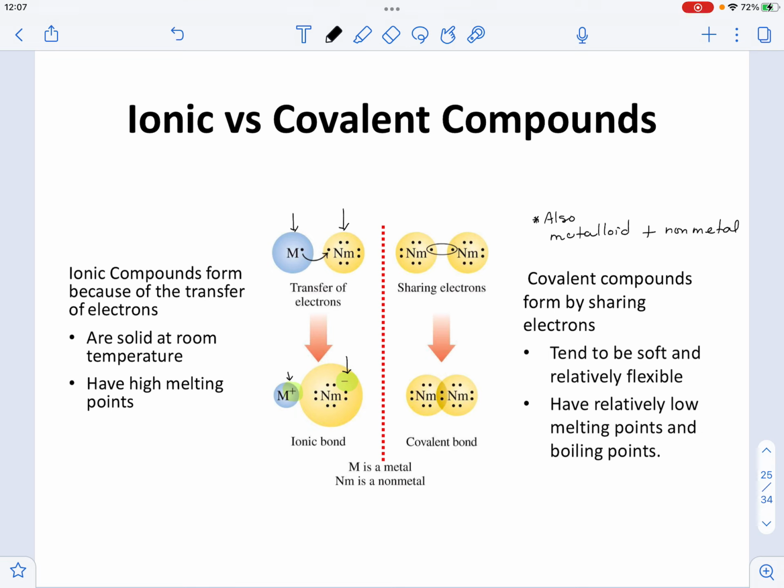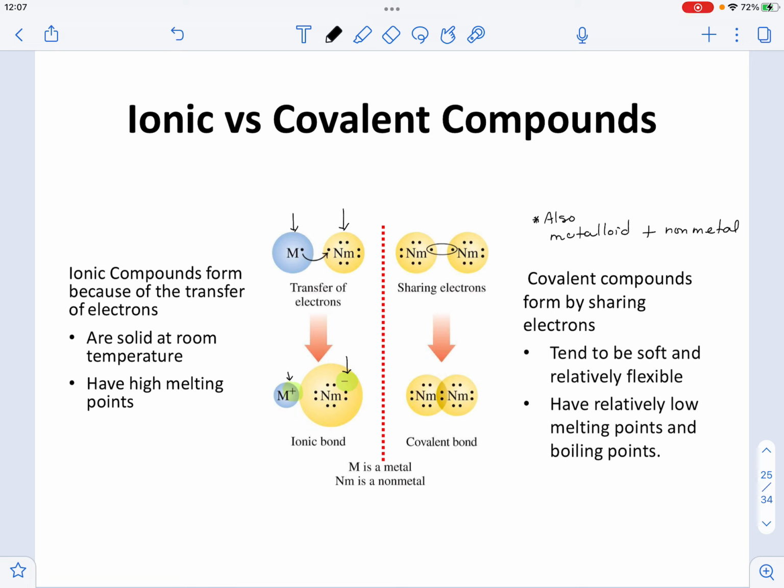The ionic bond is not a line that we draw between the two atoms. It is basically the electrostatic interaction between something that is positive and something that is negative because of the transfer of electrons. On the other hand, when we have covalent compounds, they share electrons. These compounds tend to be soft and flexible, and they have relatively low melting points and boiling points when we compare them to ionic compounds.